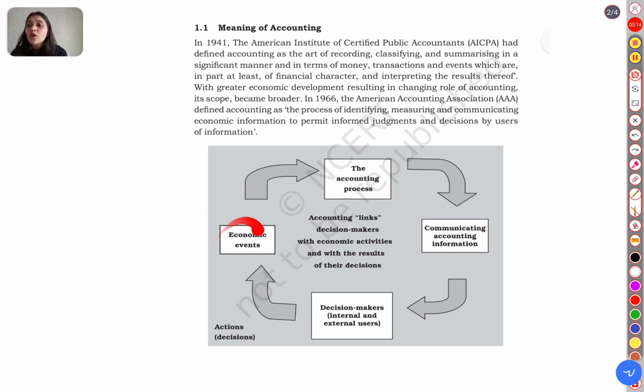So in this economic event, उसके बाद finalize होने के बाद again for the new year, the new accounting process starts.